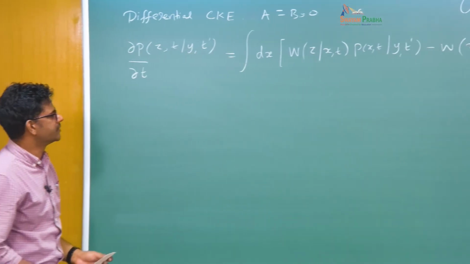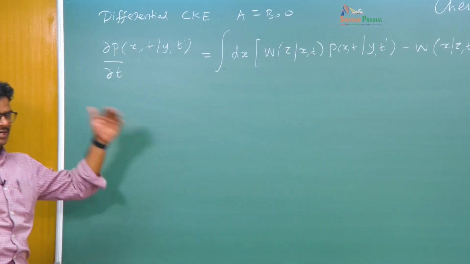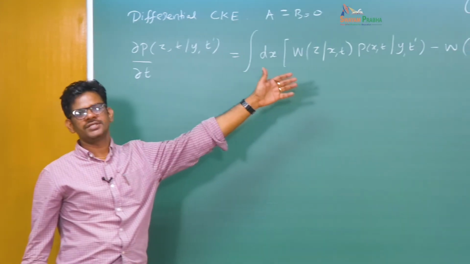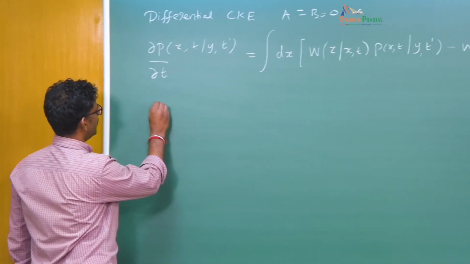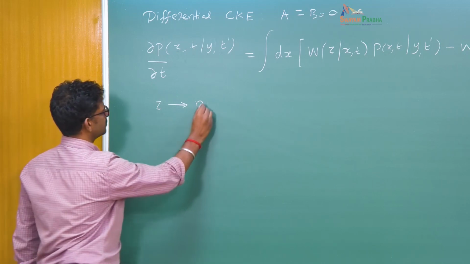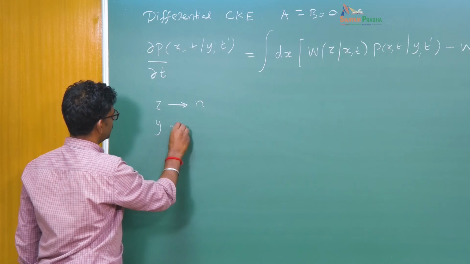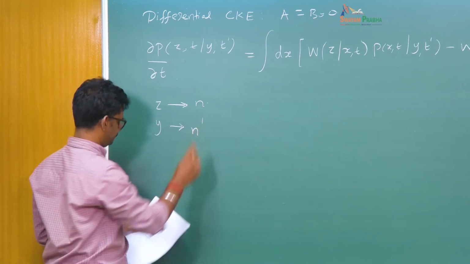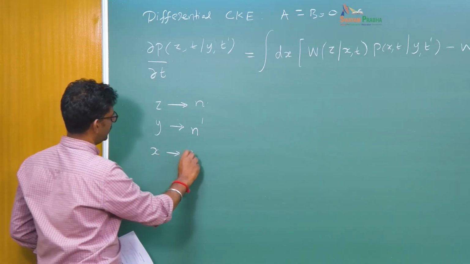Now, here we assumed that x and z and all of them are continuous variables. But now we are specifically talking about discrete variables, so we can change the notation a little bit. I would like to change this variable z to n, y here to n prime, and x to m.